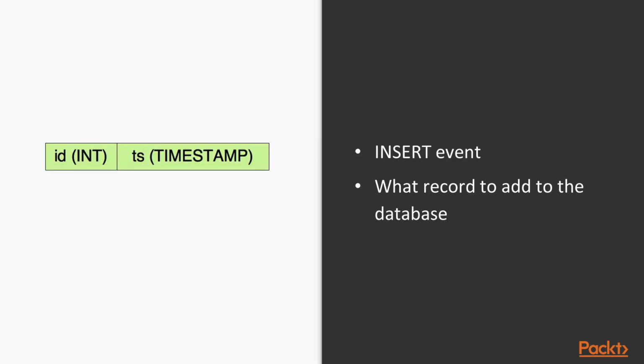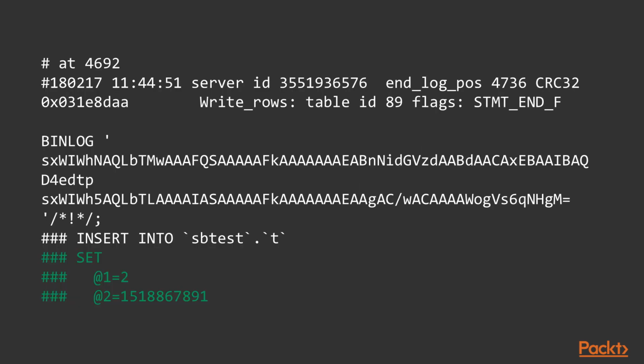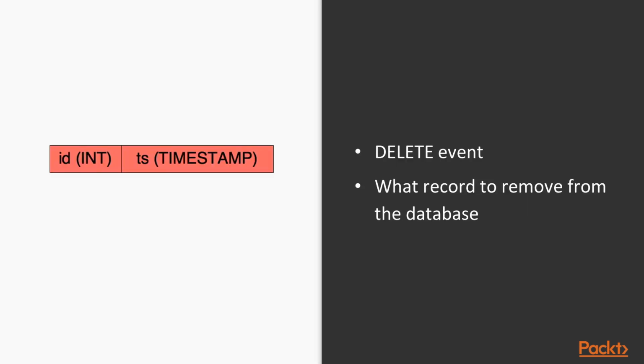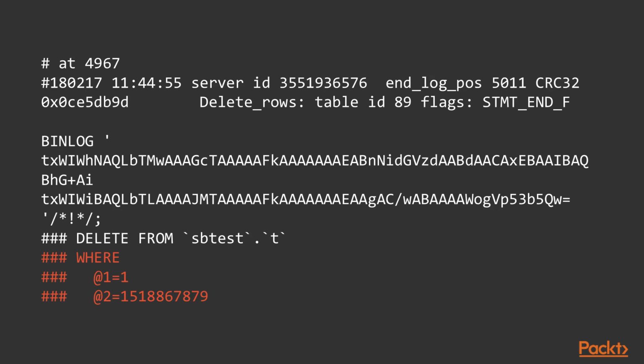An insert event will only have an after image, because it's a new record, there is nothing to change it from. Similarly, in the output of mysqlbinlog, we will only have an after image, highlighted with green. A delete event only has a before image, because it has no record to change to, the record will be just gone from the database. Same with mysqlbinlog, the before image is highlighted with red.